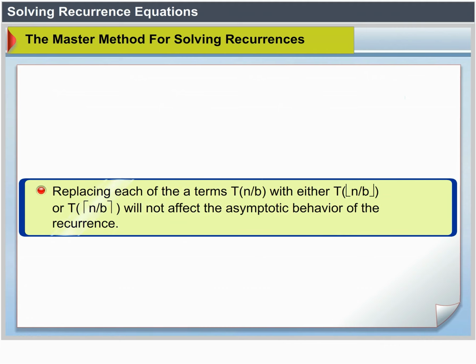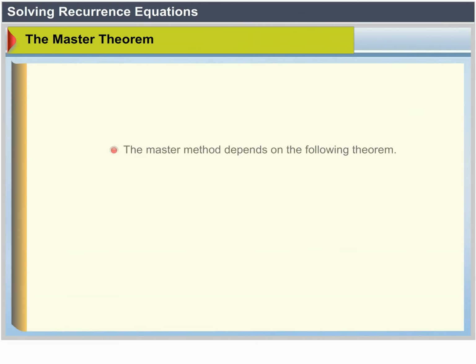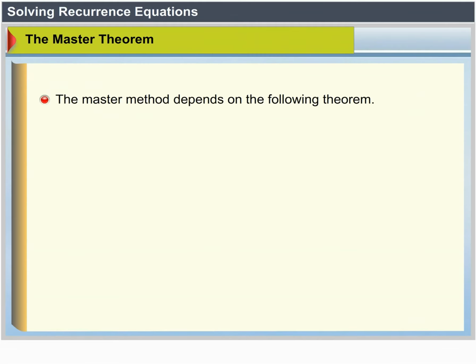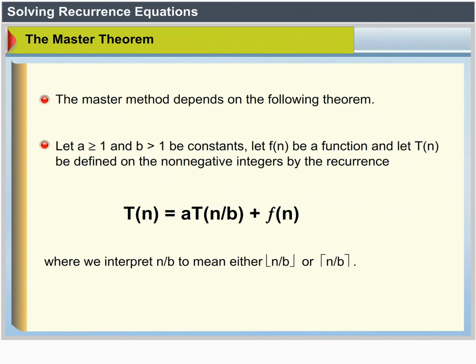The master theorem. The master method depends on the following theorem. Let a greater than or equal to 1 and b greater than 1 be constants. Let f of n be a function and let T of n be defined on the non-negative integers by the recurrence T of n equals a T of n by b plus f of n, where we interpret n by b to mean either floor of n by b or ceiling of n by b.